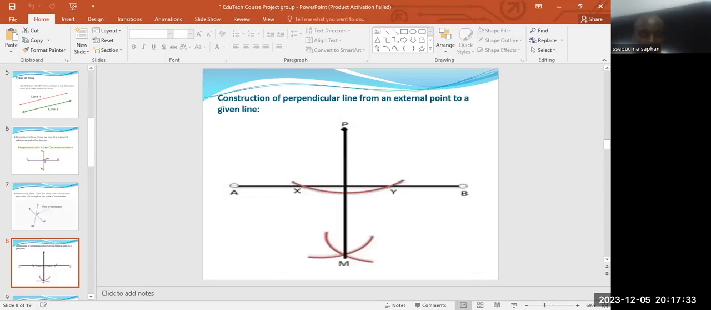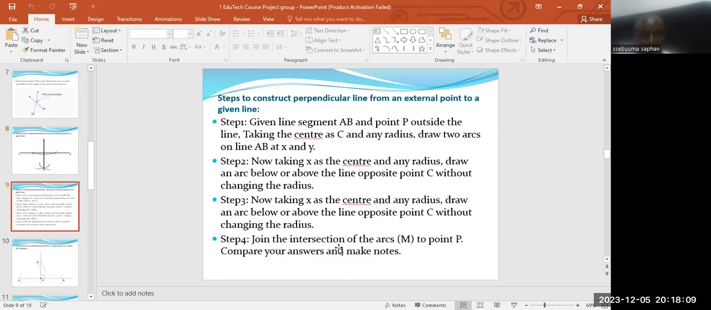And now, here we are going to be looking at construction of perpendicular lines from an external point to a given line. How do you construct it? As you can see, this is a perpendicular line. It is from an external point, which is point P, and it is cutting across line AB, and this is point M, and here we have the points where the compass was put to get these arcs, as you can see. But more explanation on the steps on how to construct a perpendicular line is what follows.